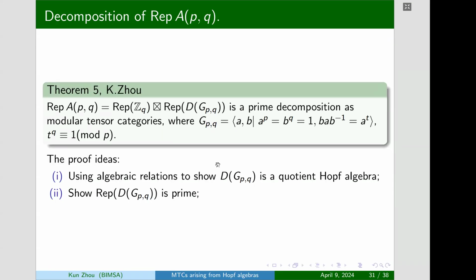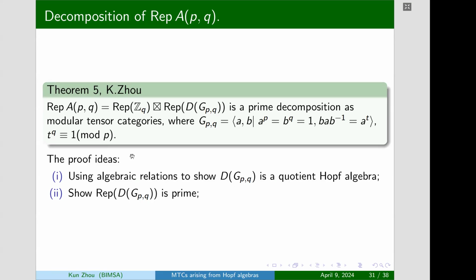The A_{pq} is equal to the tensor product of Z_q and D(G_{pq}). Here, G_{pq} is the above non-commutative group with order pq.